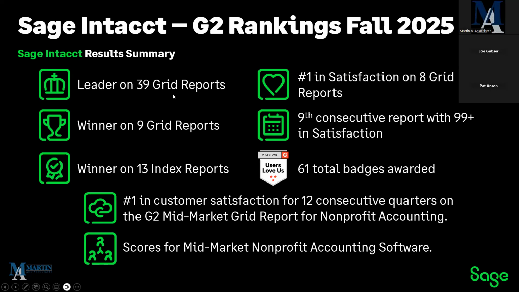They have just recently released their fall 2025 rankings. And in the fall 2025 rankings, Intacct, you'll see there was a leader on 39 grids, various things. #1 in satisfaction on 8 of the rankings that they did. They've earned 61 badges in total. Things that are specific to the NFP world are the last two bullets down there. They were #1 in customer satisfaction for the 12th consecutive quarter by G2 in the mid-market grid report for nonprofit accounting. And so they were ranked really high across all of that.